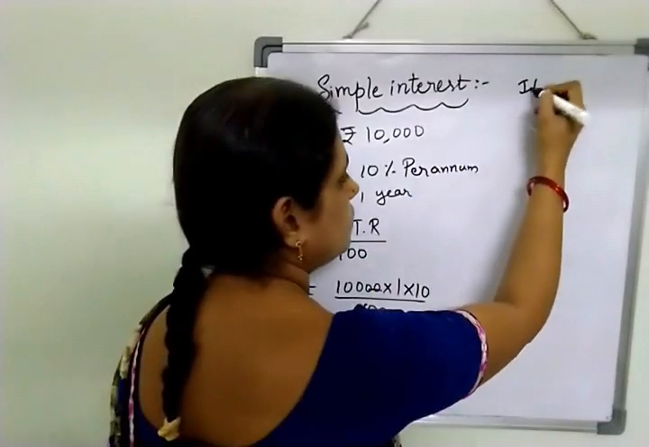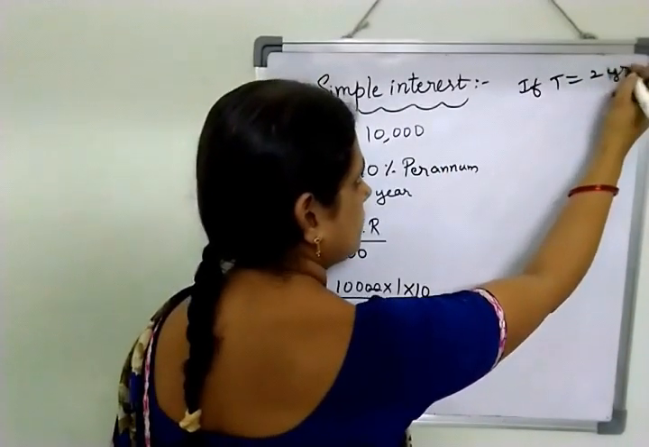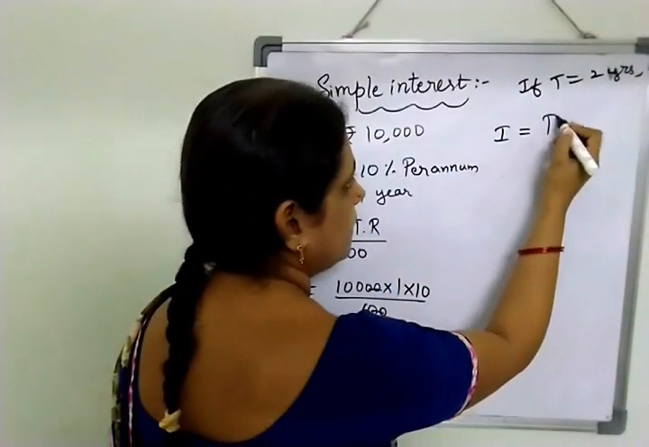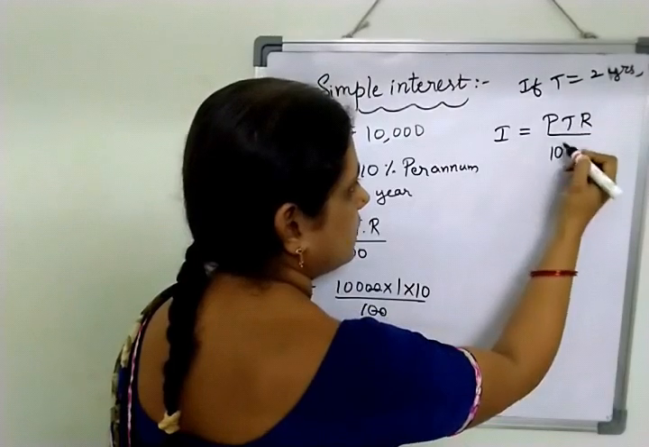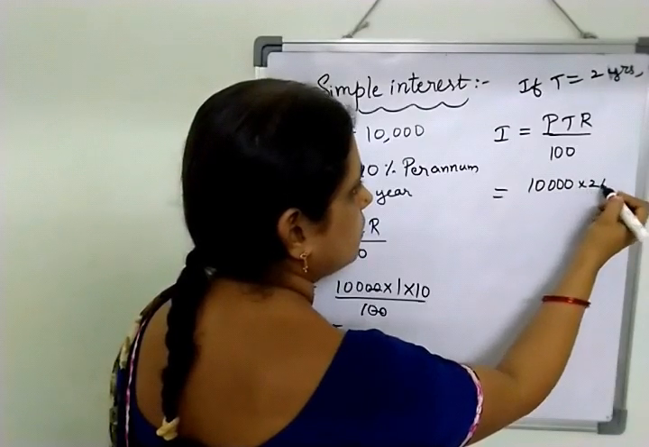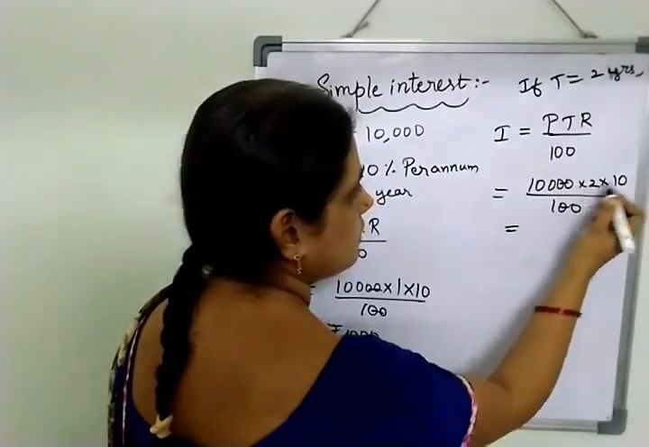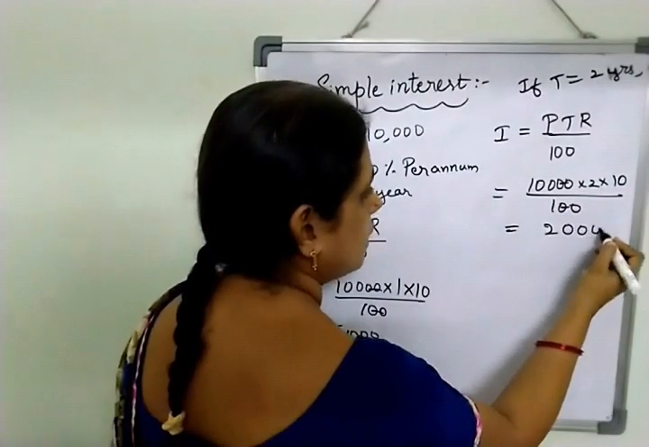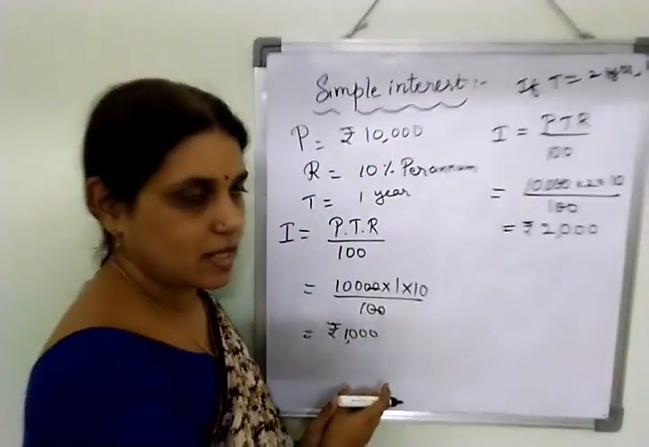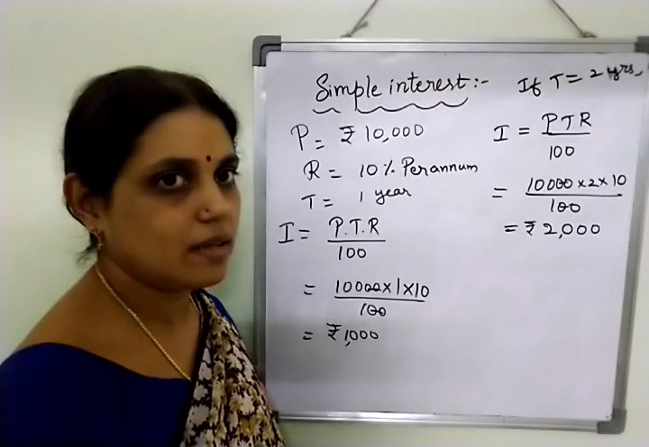Okay. If T equal to 2 years, then just in place of T we write 2. I equal to PTR by 100. With the same principal and the rate of interest, 10,000 into 2 into 10 by 100, that is 20 into 100, that is 2000. Okay. So if it is for 1 year, 1000 rupees is the interest. If it is for 2 years, that is 2000. If it is for 3 years, 3000, like that the interest goes on.